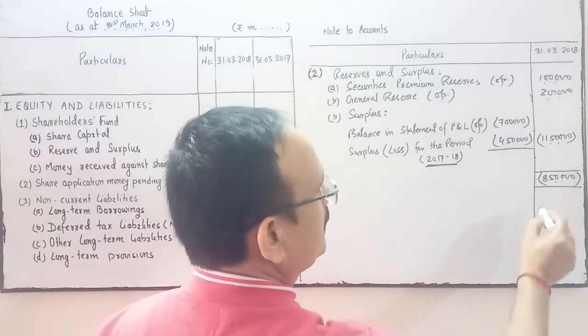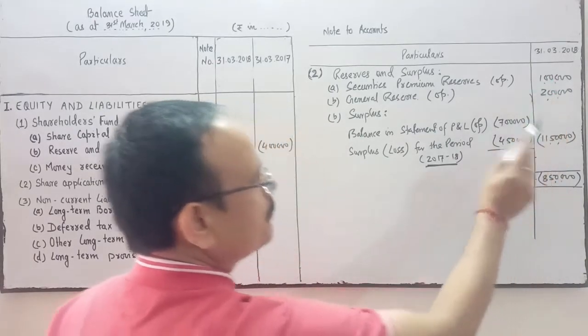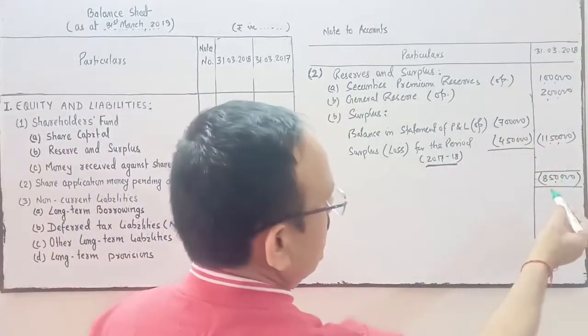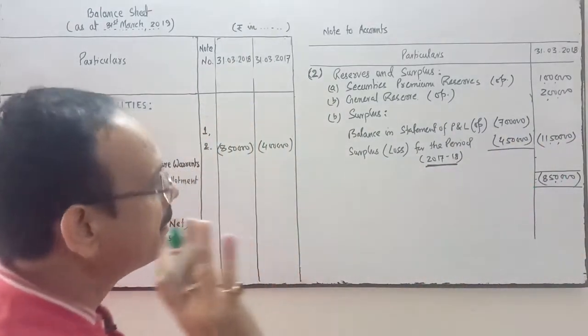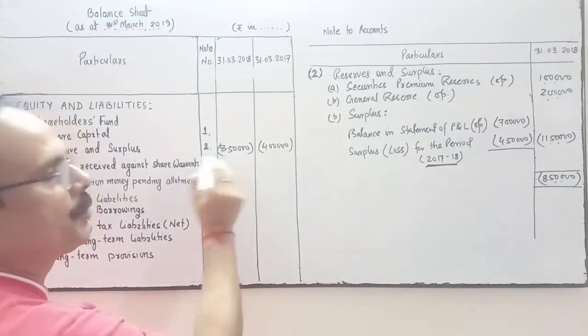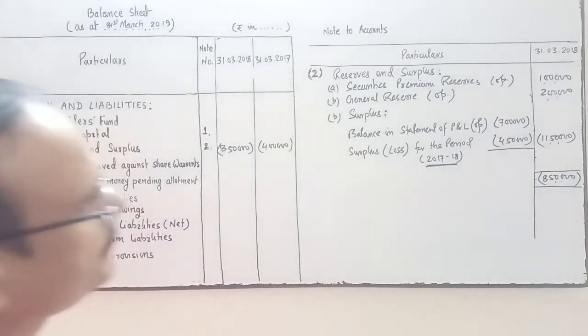Now you do the total, there the two figures are positive, one figure is negative. So the negative is more than the positive, so 8 lakh 50 is a debit balance. So this debit balance will be reflected over here. Okay.